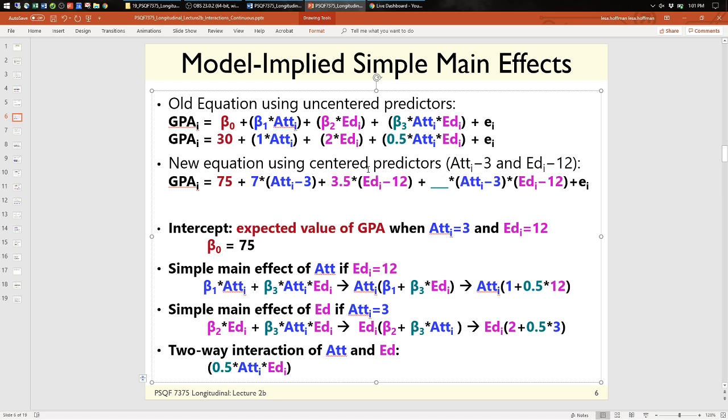3.5. Now, the last one. What about my two-way interaction of attitude and education? What does it become, given that I have recentered attitudes and education relative to the previous model? Stay the same. Should stay the same. Why? Because this interaction is unconditional. There is no third variable that it is specific to. So it is 0.5 forever and ever, regardless of what happens to the main effects.